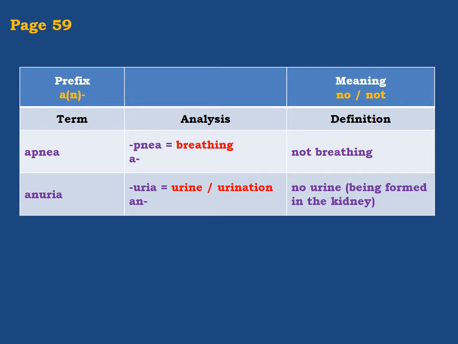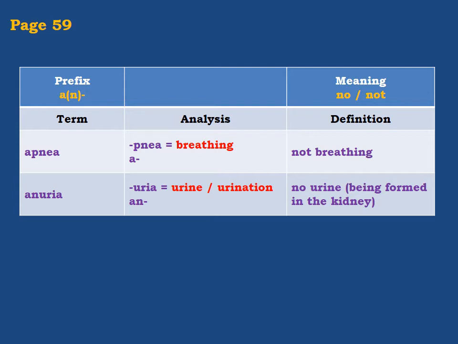So here it is the same. Either you use a or an based on the following words, whether it starts with a vowel or not. So they have the same meaning, which is no or not. Okay, this is the meaning of a or an. They mean no or not. Let's see the first term. We have apnea. Apnea, pnea means breathing, and of course a means no or not. So what is the meaning here? Not breathing. There is no breathing.